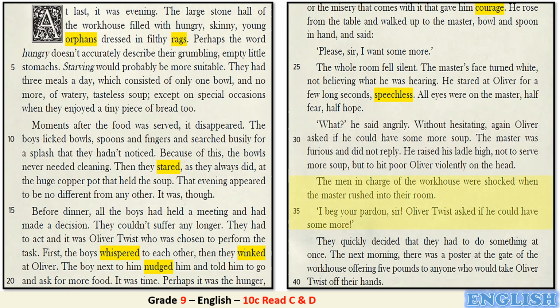The men in charge of the workhouse were shocked when the master rushed into their room. "I beg your pardon, sir. Oliver Twist asked if he could have some more." They quickly decided that they had to do something at once. The next morning, there was a poster at the gate of the workhouse offering £5 to anyone who would take Oliver Twist off their hands.